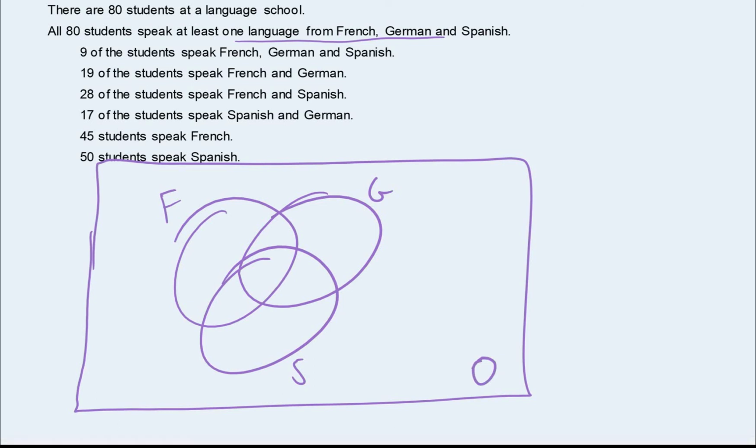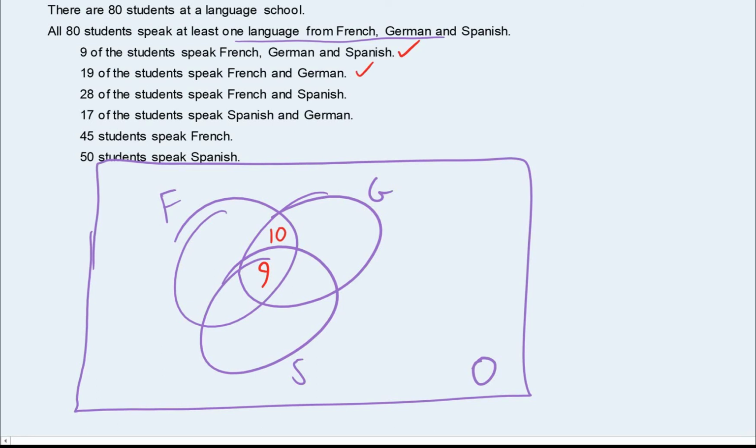The key thing in working this out is you always want to start from the middle. So in this box here, that's students who speak French, German, and Spanish. And we are told there are 9 of them. So 9 goes in the middle here. Next, we're told 19 speak French and German. That means in the overlap between French and German, we have a total of 19 students. However, we've already got 9 here. That means we only need another 10 to give us our total of 19. So we basically subtract from the inside.